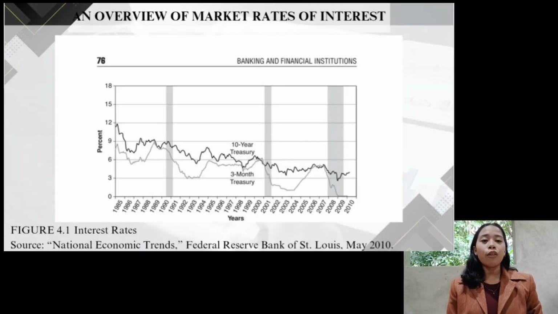An overview of market rates of interest. The interest rate on 10-year U.S. government treasury bonds peaked in 1981 at 13.1% and declined to 10.62% in 1985. The decline in market rates of interest continued through the end of 2009. Similarly, 3-month Treasury bills peaked at 14.4% in 1981 and declined to 0.15% in 2009.